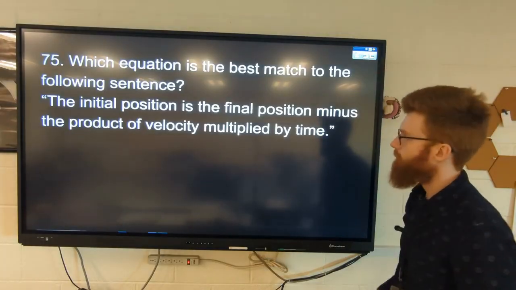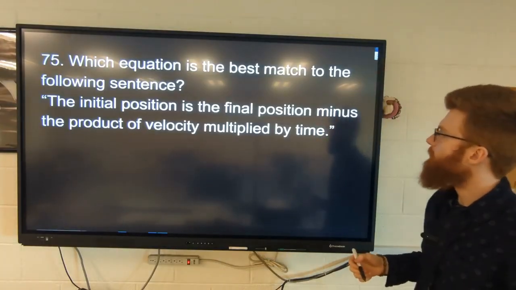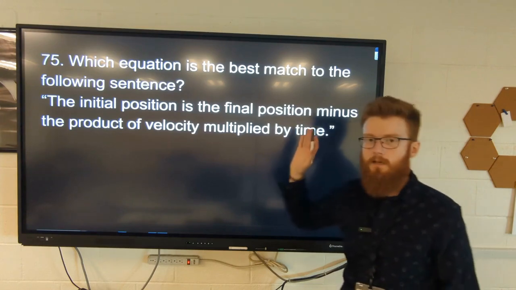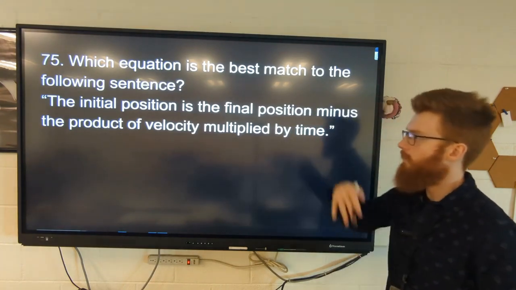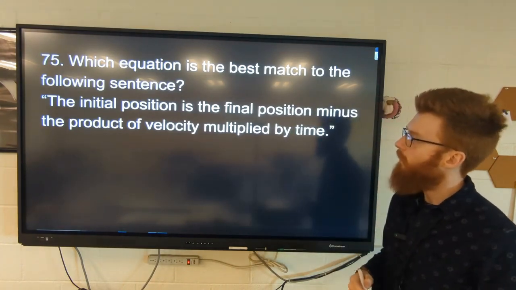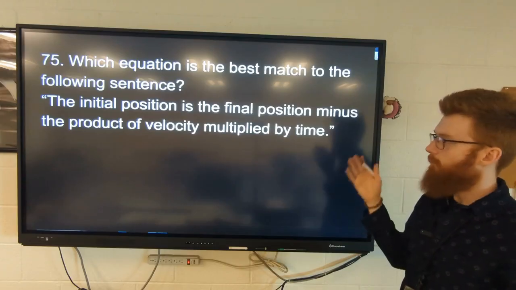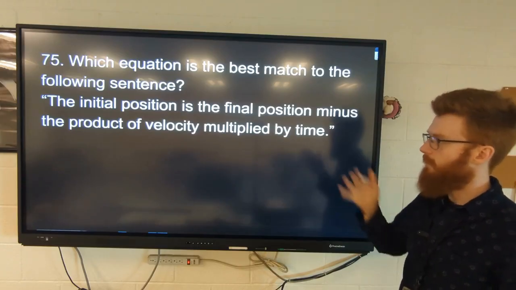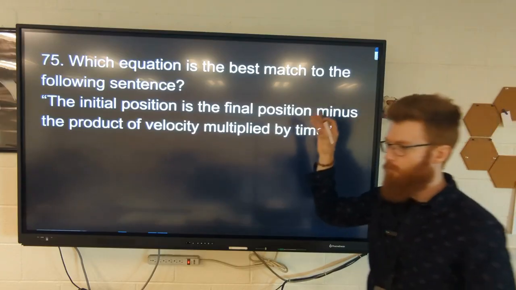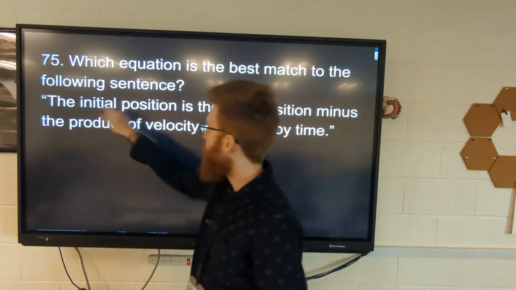Number 75. Which equation is the best to match the following sentence? I took off the options because we don't need the options. We can just do it. The initial position is the final position minus the product of the velocity multiplied by the time. All of that we can shorten down into variables. The initial position.